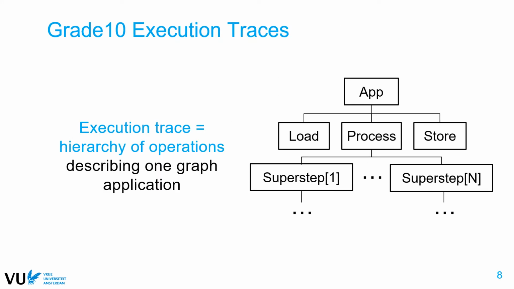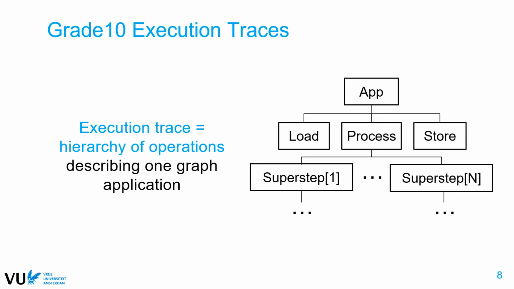A Grade10 execution trace is a hierarchical representation of the operations performed during one particular execution of a graph application. Depicted on the right is an example trace. At the top is an operation called app, which represents the entire graph application. This operation can be divided into three sub-operations: load, followed by process, and finally store.